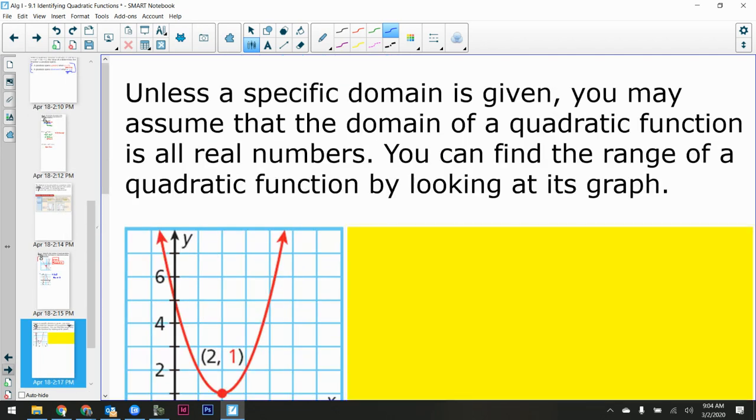Now, unless a specific domain is given, you may assume that the domain of any quadratic function is all real numbers. That's a very important statement that I just made. Go ahead and underline that or box that or do whatever you need to do. The domain of any quadratic function is all real numbers. So what about the range? Well, the range depends upon whether it opens upward or downward.